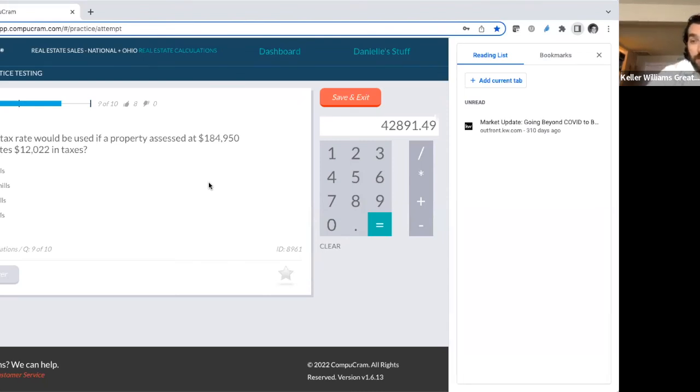If you don't know how to do this problem, put a question mark in the chat box.